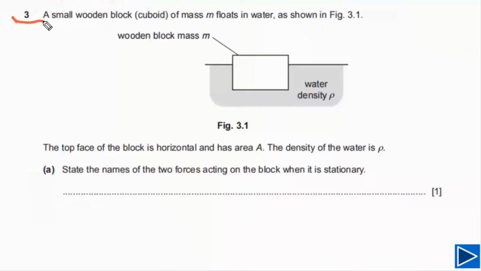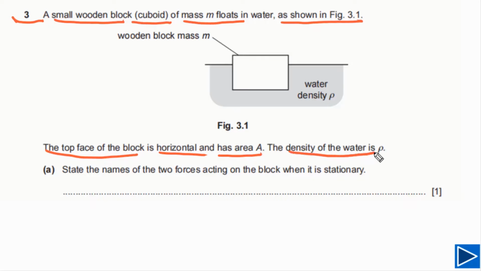For this question, it is given to us a small wooden block cuboid of mass small m floats in water as shown in figure 3.1. The top surface of the block is horizontal and has area A. The density of the water is rho.